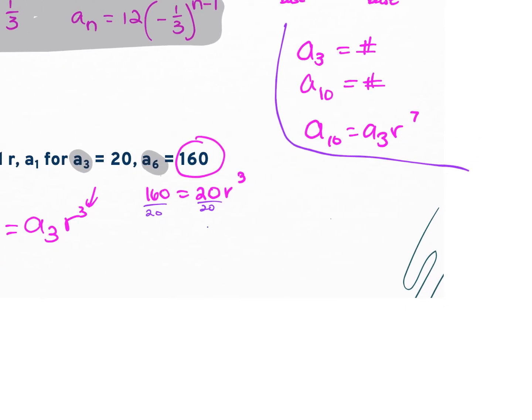So this would be r to the third equals, this cancels, I get 8. And then it's not a square root, it's a cube root. So I take the cube root of both sides. And the cube root of 8 is 2.